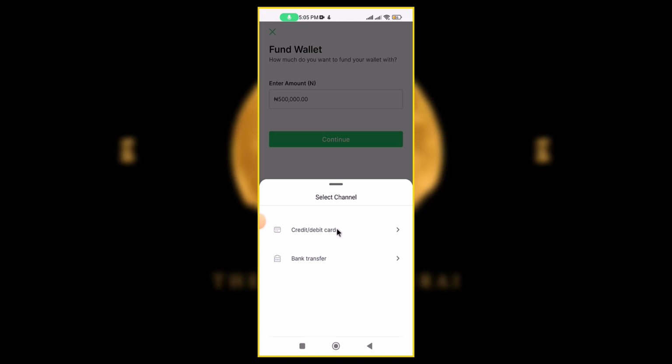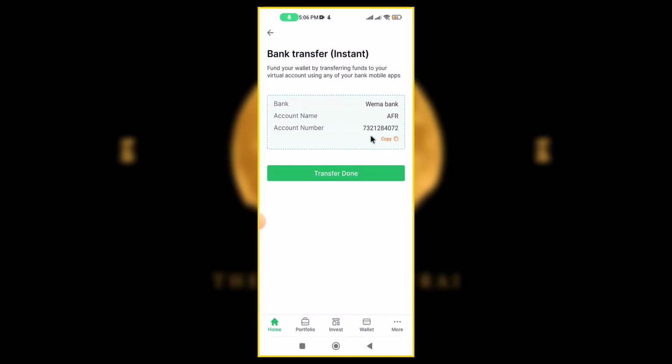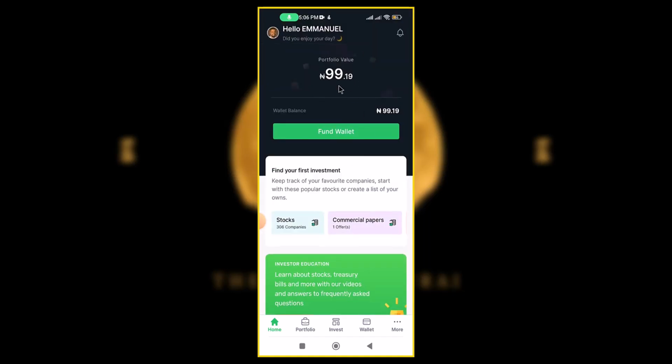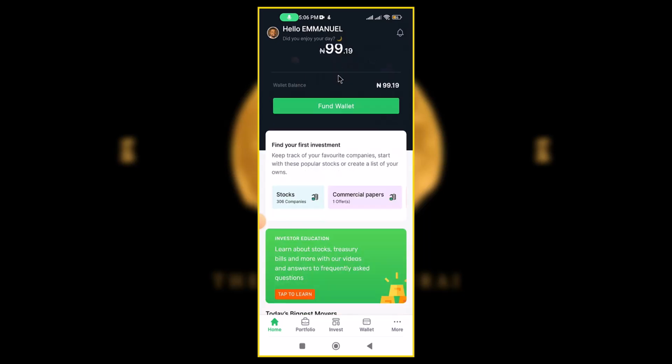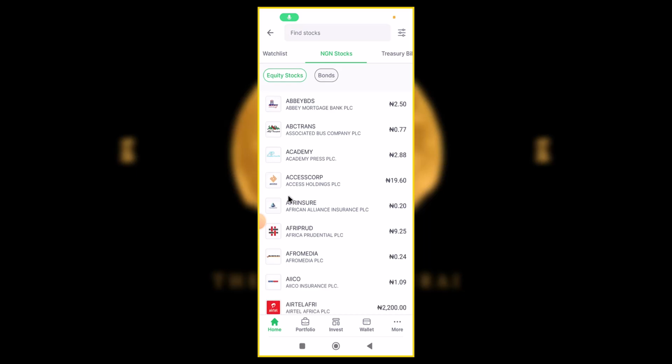I have the option to pay through card or bank transfer, depending on the one you want. Let's use bank transfer. It's supposed to generate an account for us. It has. So it generates an account, and all you have to do is send the money to this account. Once you send the money, you come here and click on Done. It's going to reflect right here after they confirm the transaction. Once they've confirmed it, you can come to stocks, and this is where the main fun begins.